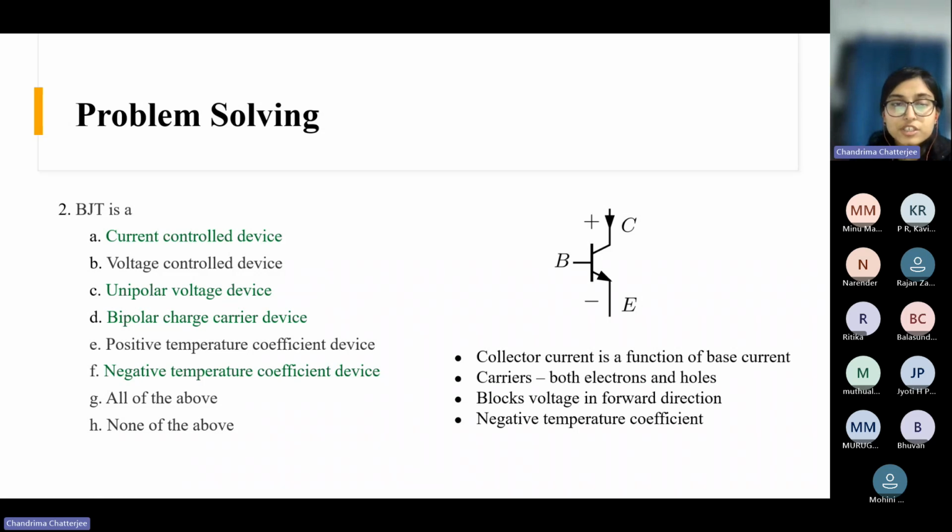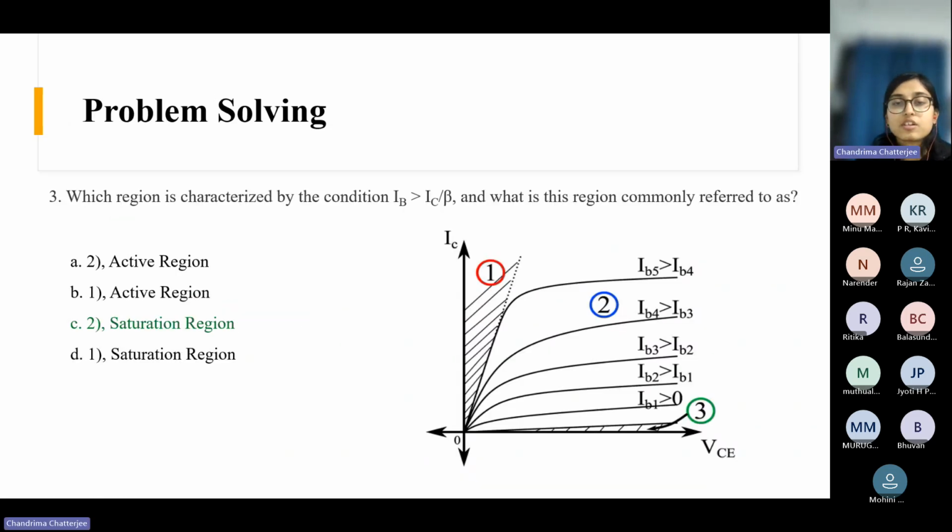Let's go to the next question. This is also pretty simple. Which region is characterized by the condition IB is greater than IC by beta? We already saw in the saturation region, we need to maintain this relationship. IB should be greater than IC by beta, then only the device will be in saturation region. And what is this region commonly referred to? So the correct option is 2, and it is saturation region, right?